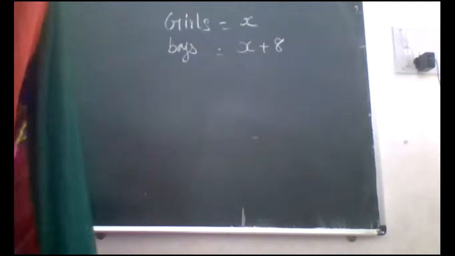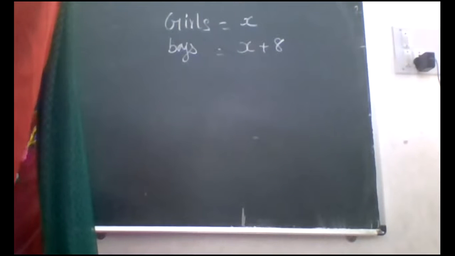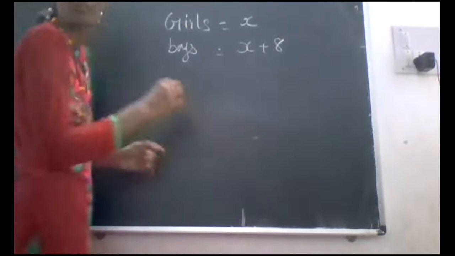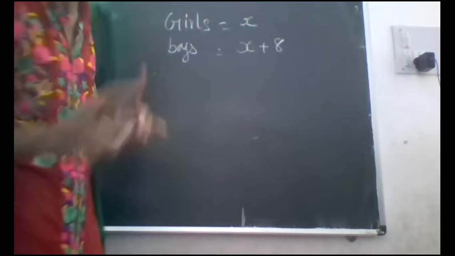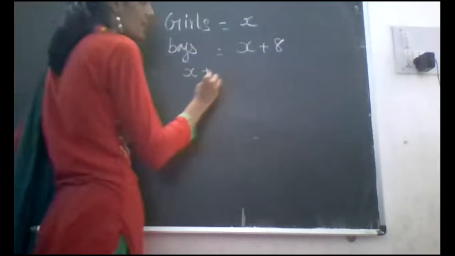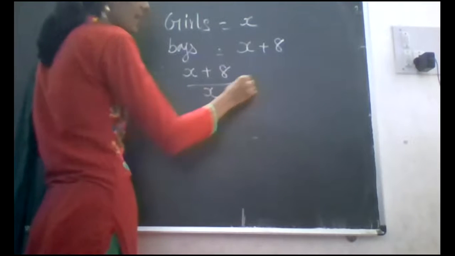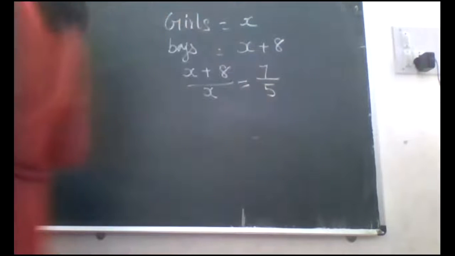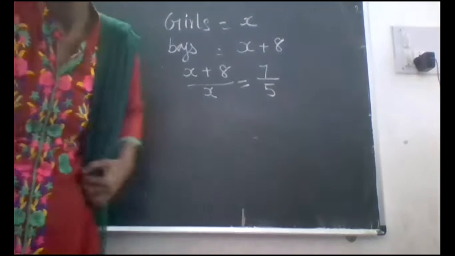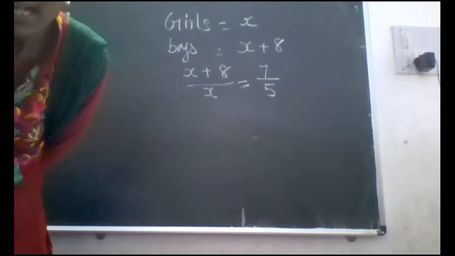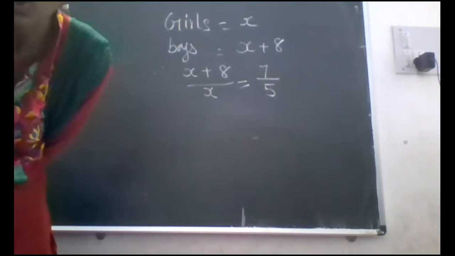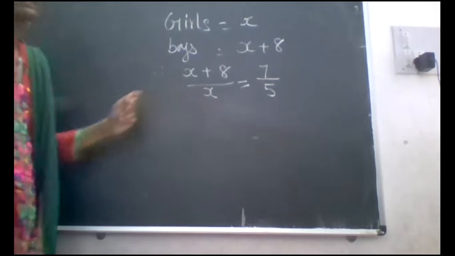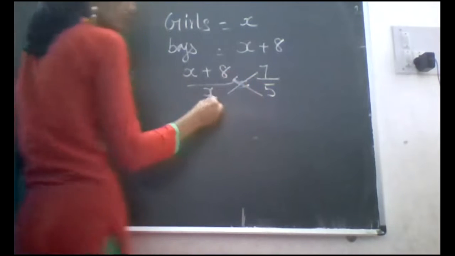8. The number of girls and boys in a class are in ratio 7/5. So write the ratio of boys and girls. Boys are X plus 8 and girls are X, and the ratio is given as 7/5. Boys first, then girls. Now go for the cross multiplication.